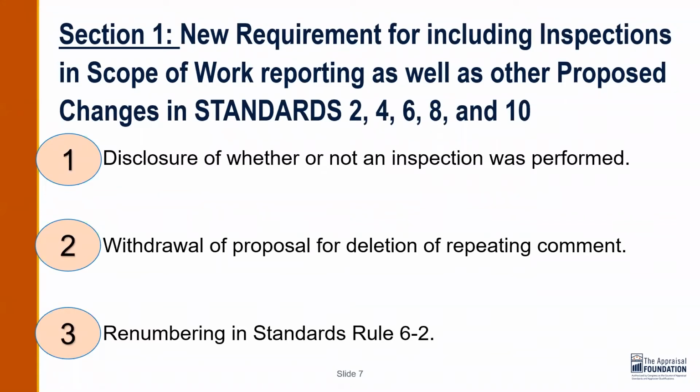So as indicated here on this slide, there are 3 main areas in which changes are being proposed in section 1 of the exposure draft. The first is disclosure of whether or not an inspection was performed, the withdrawal, actually, of a previous proposal to delete what is a repeating comment, and renumbering of a portion of Standard Rule 6-2.